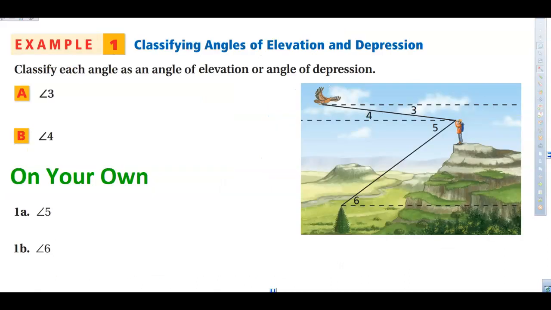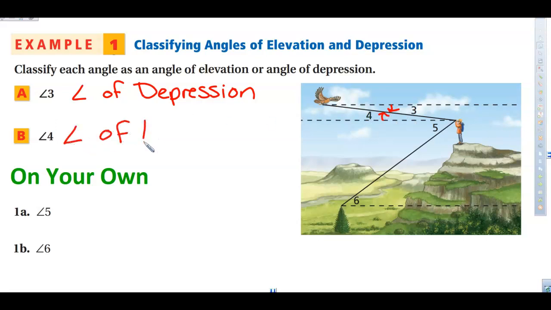All right, so let's take a look at identifying some angles of elevation and depression. First, we're going to start here with angle 3. Angle 3 is from the hawk looking down to the bird watcher right here. So if the hawk is looking straight ahead, he has to look down to see the bird watcher. That is an angle of depression. All right, angle 4, the horizontal line comes from the bird watcher. So he has to look up to see the hawk. So his angle is an angle of elevation because, again, that angle opens up from the horizontal line.